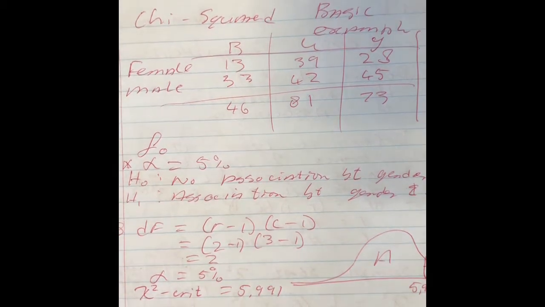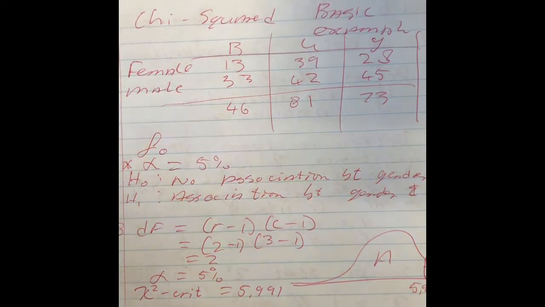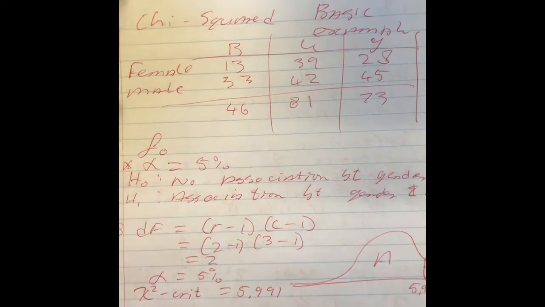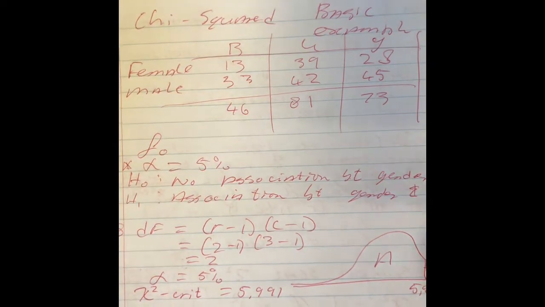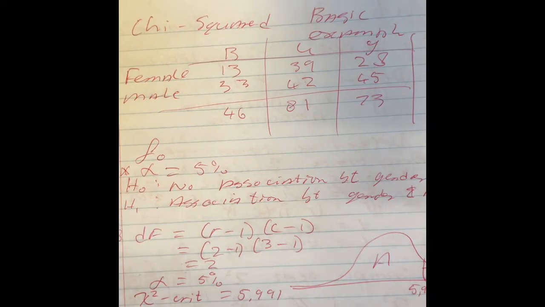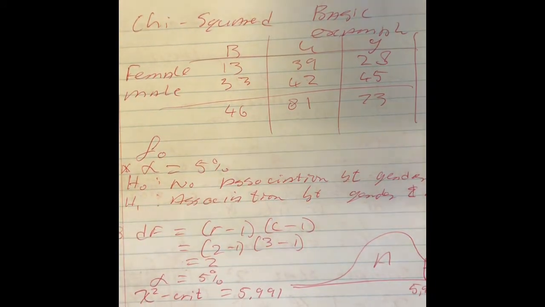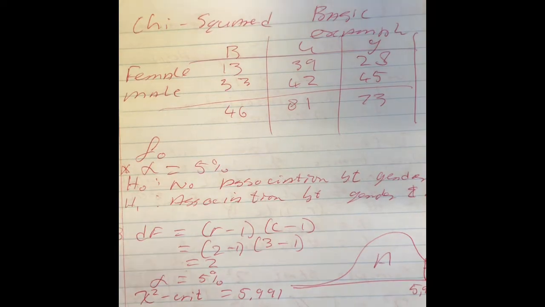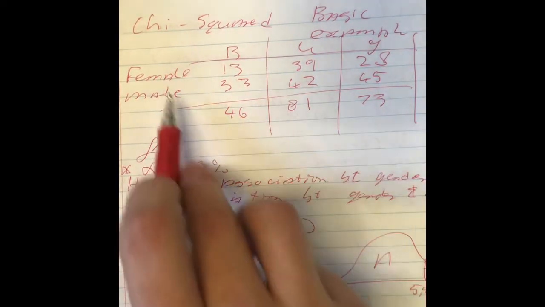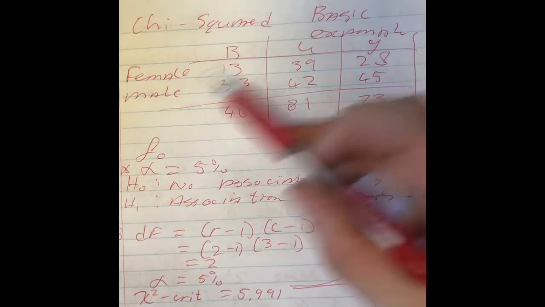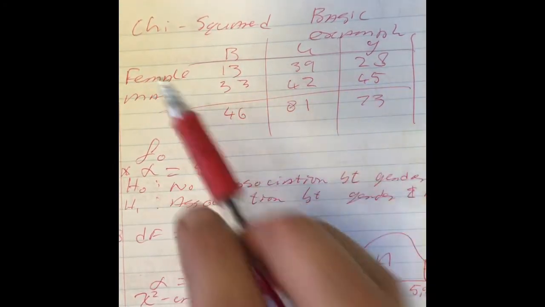Alright guys, today we're going to have a look at chi-square with a basic example. In the textbook we are using the first example and we're going to walk through it. In the summary, what we want to look at with our chi-square is firstly to say: is there an association between categorical variables?